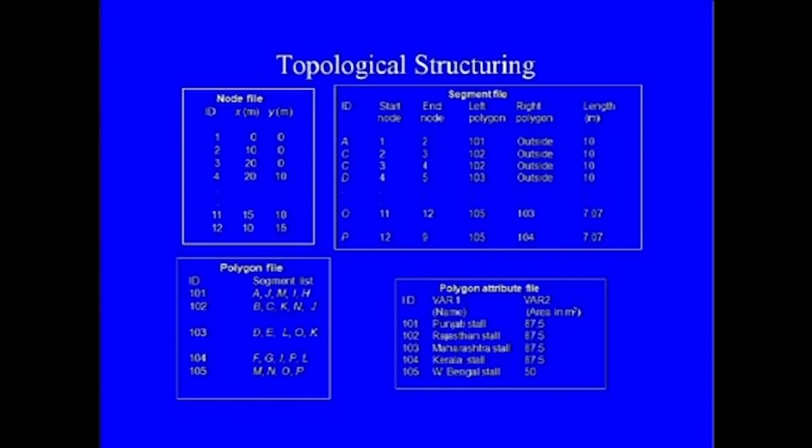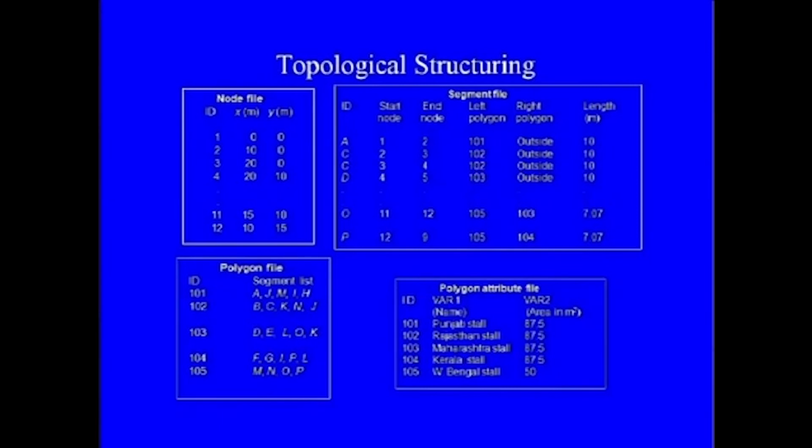So, the first line is A, its start node is 1, end node is 2. When we look at the connectivity between the other objects, on the left hand side it has a polygon 101, on the right hand side there is nothing, that is, this is outside the information space, and the line is of a length 10 meters.